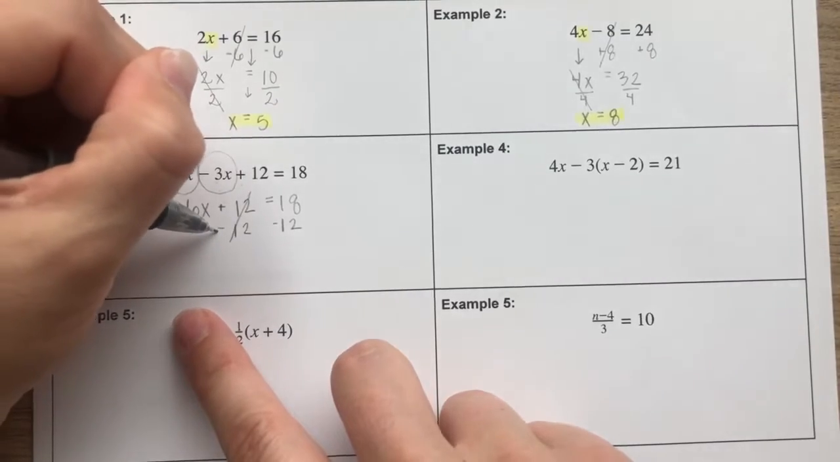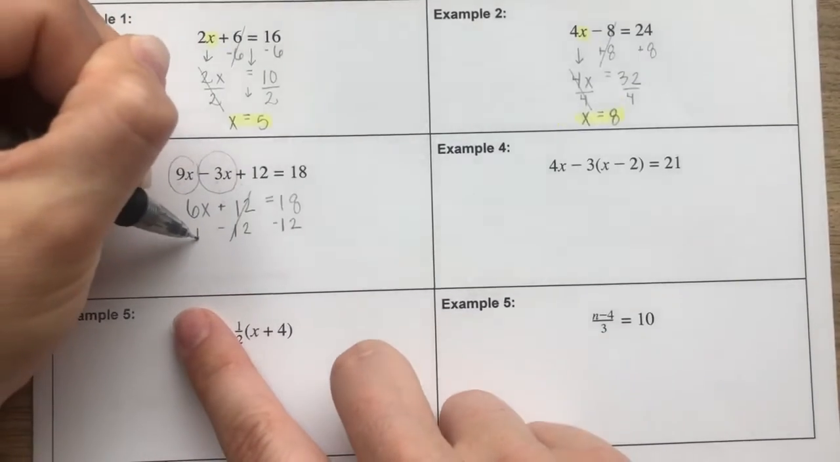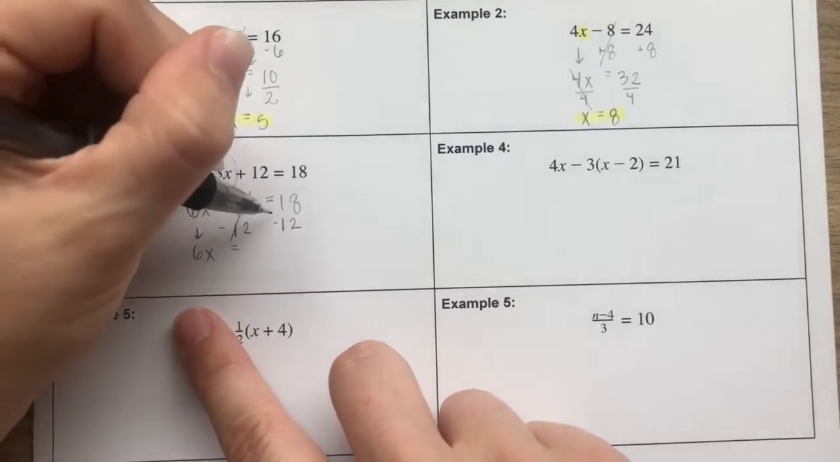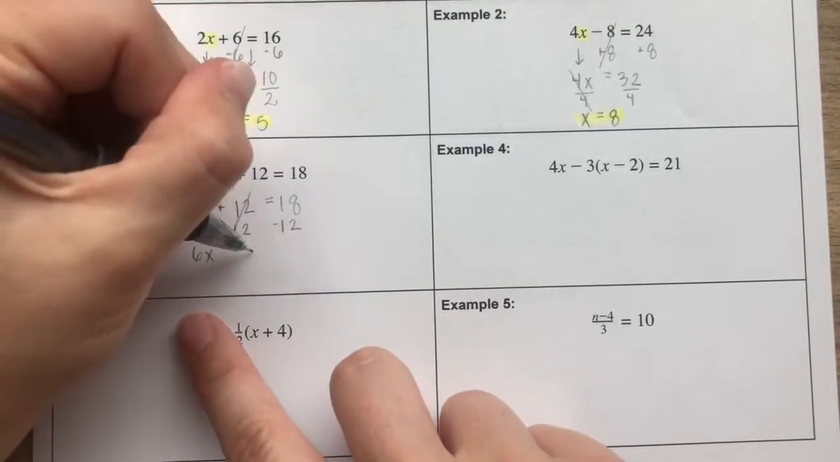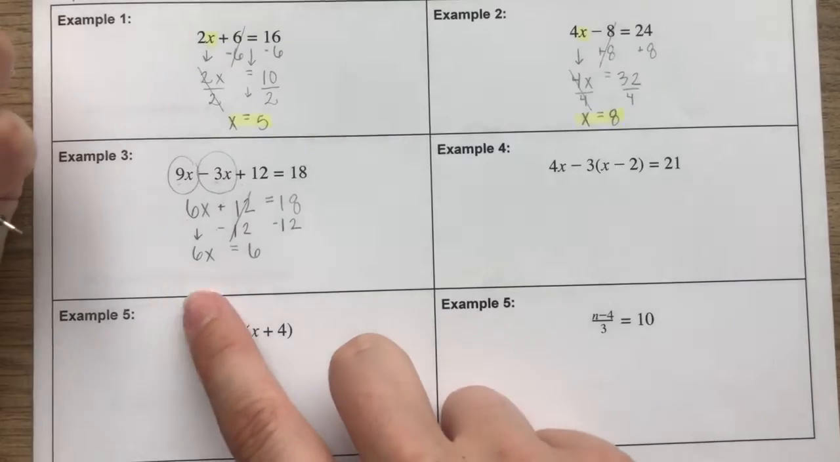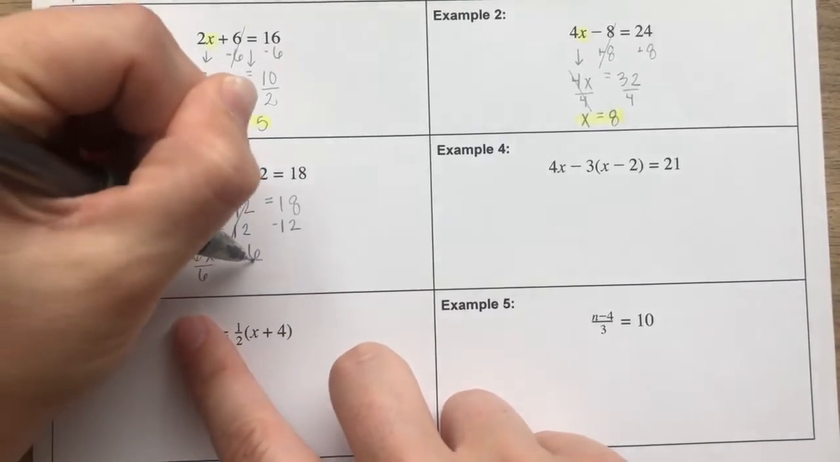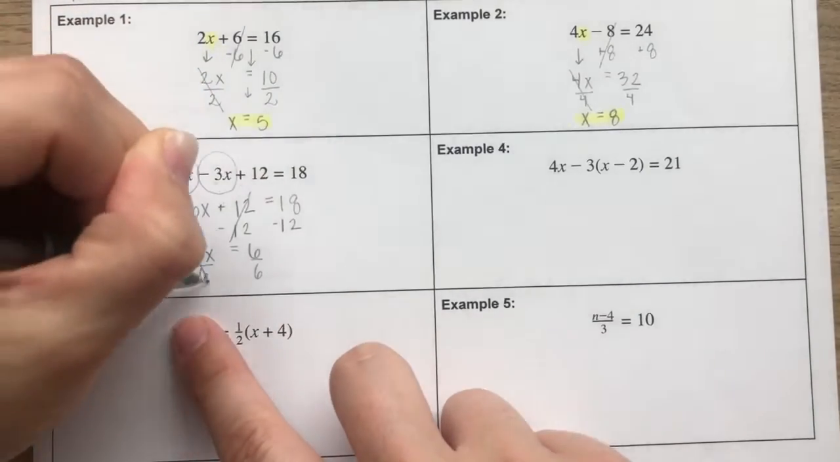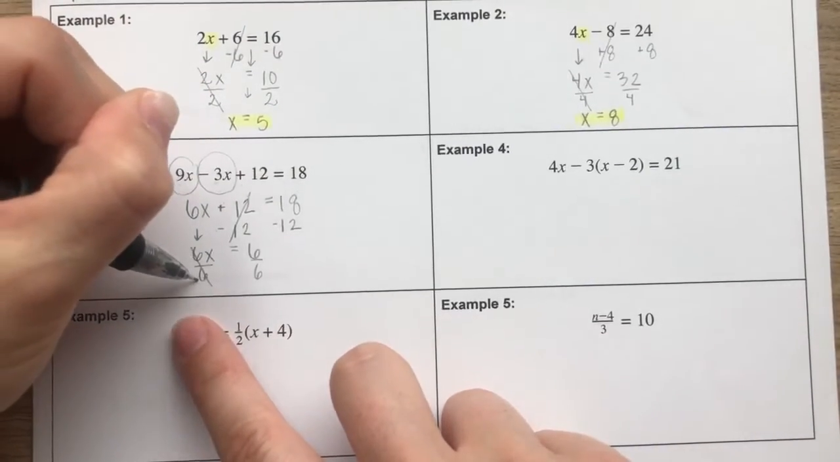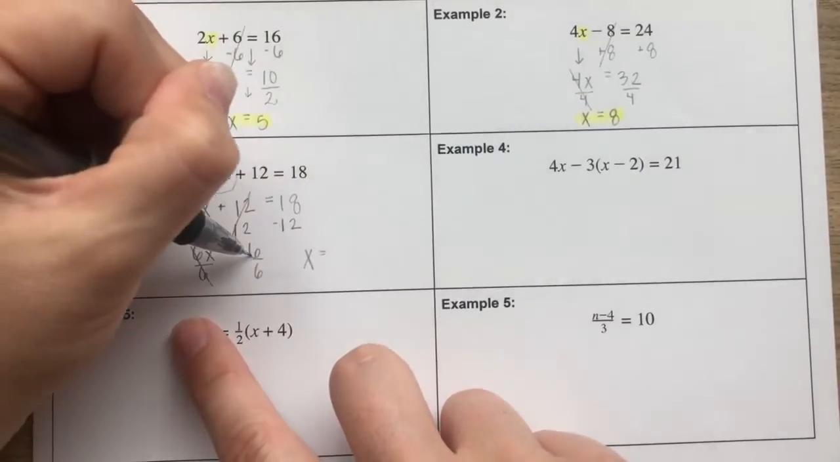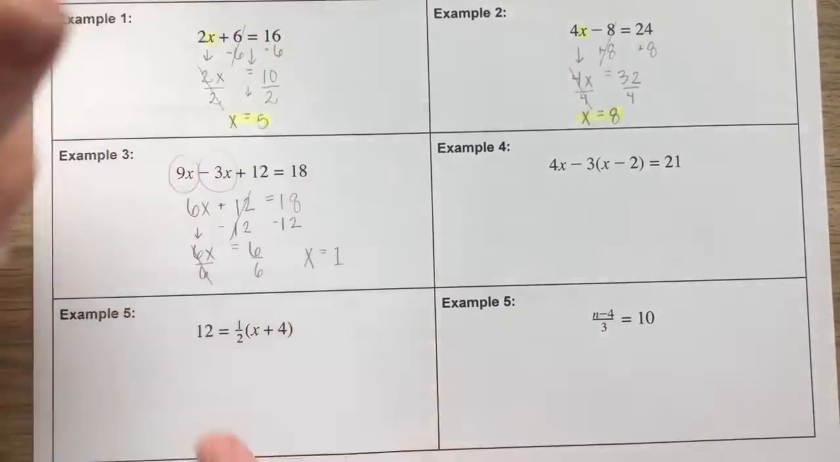The plus 12 and the minus 12 undo each other. So I'm going to bring down my 6x equals, remember to bring down the equal sign, 18 minus 12, so 6. And then I have 6 times x, so to undo multiplying by 6, I'm going to divide both sides by 6. So multiplying by 6 and dividing by 6 undo each other, so I'm just left with x equals, and then 6 divided by 6 is 1.